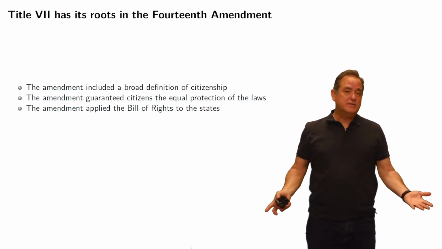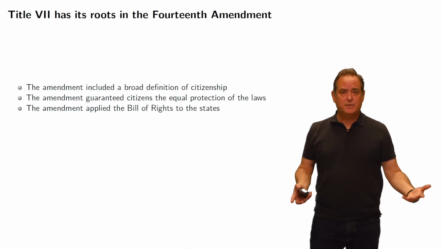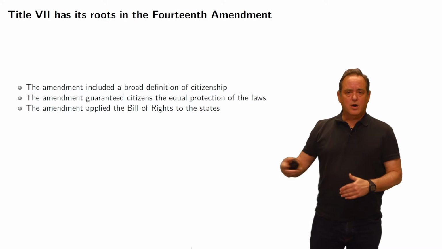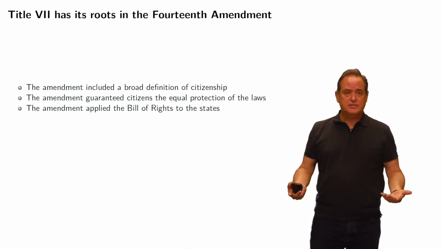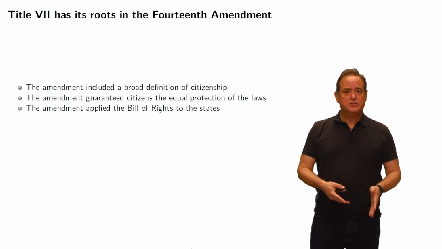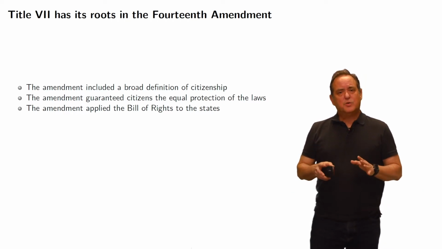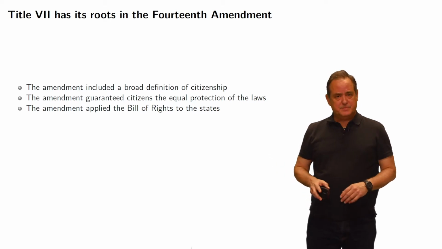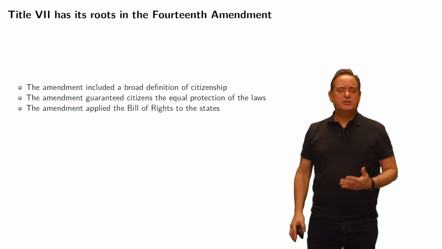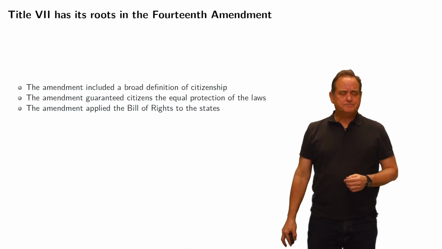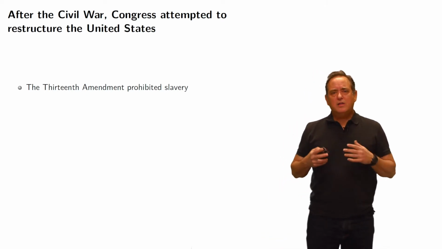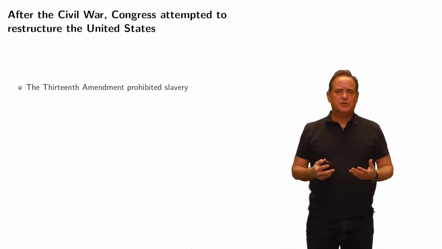So the states, who at one time could have prevented your freedom of speech or prevented your freedom of religion or established a religion or put in place rules for warrantless searches and seizures, all of those protections were now applied to the states as well. So these three things fundamentally changed the nature of the United States.